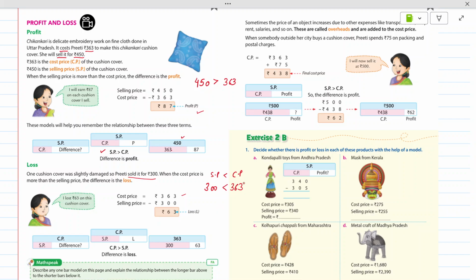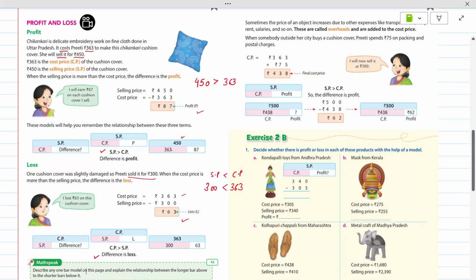So what does that mean? That means we are at loss. So Preeti is at loss in this scenario. To find out the amount of loss, we have to find the difference. So CP minus SP will give us the difference, which is 63 in this case. The same thing has been written: if the cost price is greater than the selling price, it is a loss scenario. And if the cost price is smaller or the selling price is greater, both are the same thing, then the difference will give us the profit here. So this is the second case.